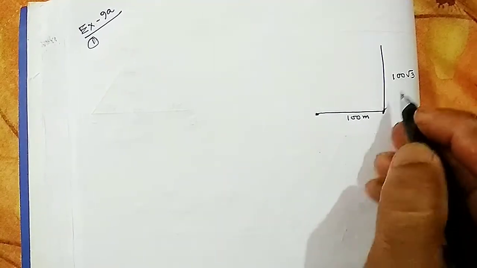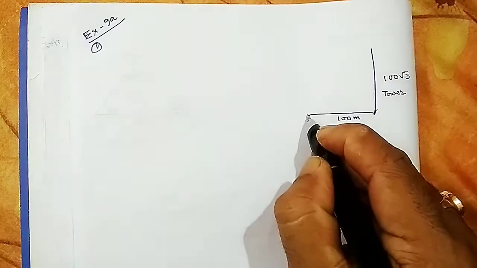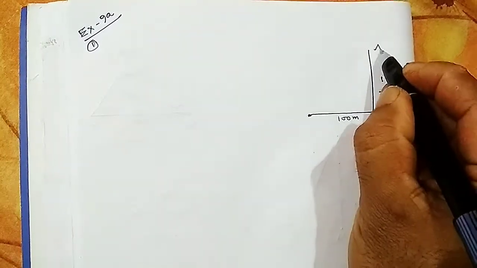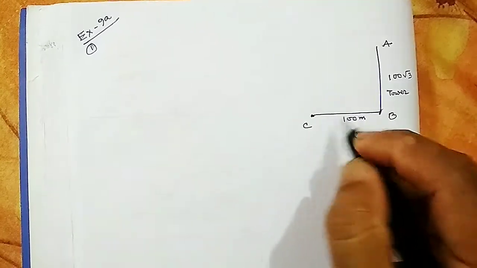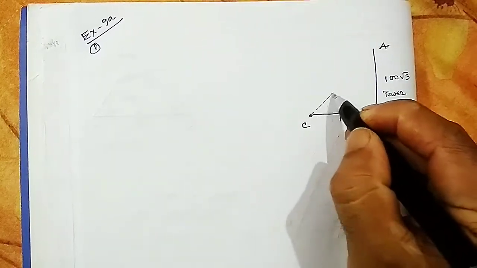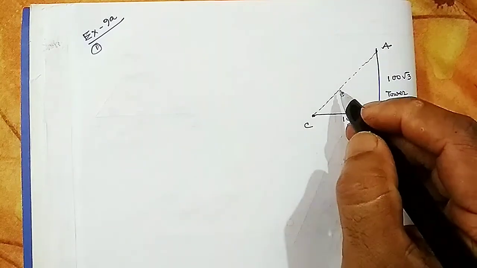This one is the tower, I can write here tower, and this point is the observation point. Let me consider this one as A, this one as B, and this one as C. Let me join this one. As I told you in the previous video, this is called line of sight.